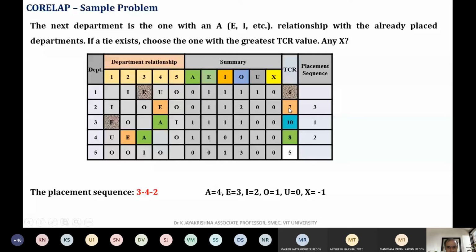Okay, am I clear? Yes, sir. Okay, sir. Now let's see what is next. Now we have the second department. Okay, so can you tell me which department you will be placing next?